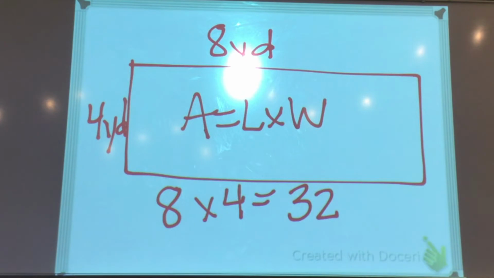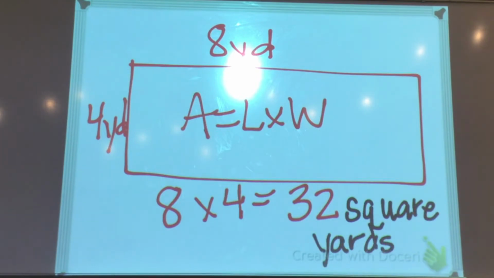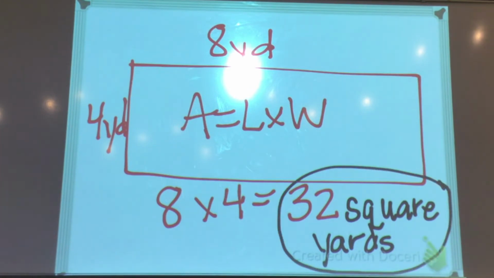Okay, here's something very important that you need to know when labeling area. When we label area, after we multiplied and gotten the number, we label this as square yards. Okay, 32 square yards is the area for this picture that I have.